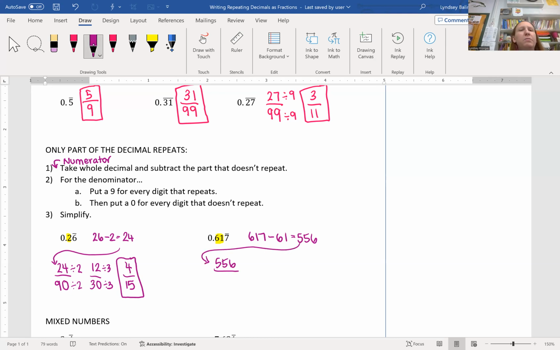For every digit that repeats, we put a 9 in the denominator. We only had one digit that repeated, so that's 9. And we had 2 digits that didn't repeat, which means we have 2 zeros. So that is the starting setup of our fraction. But we can definitely simplify a little bit here. I happen to know that these are both divisible by 4. So 556 divided by 4 is 139, and 900 divided by 4 is 225.